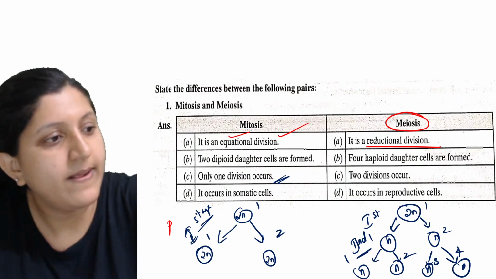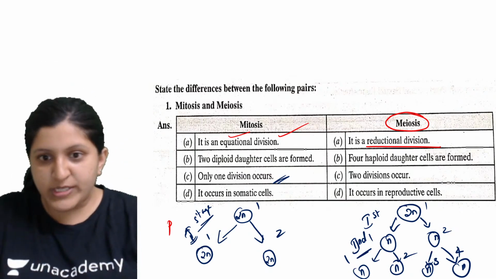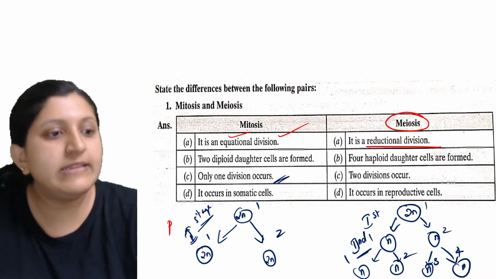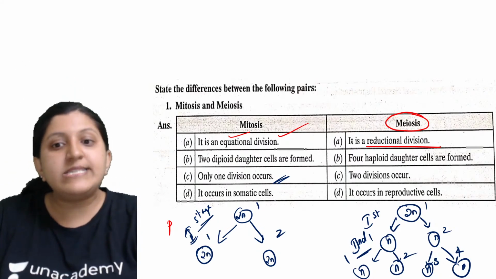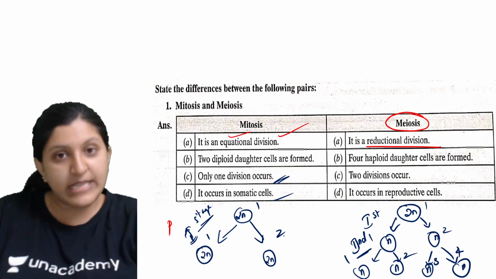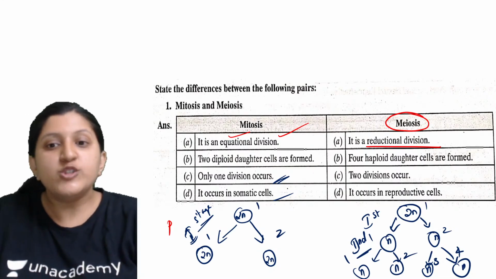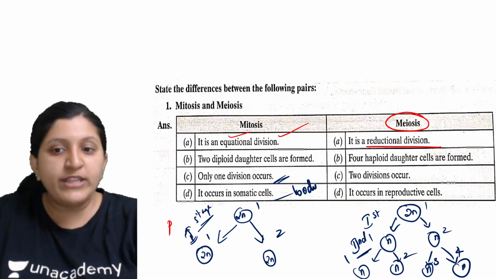Yeah, all right, so you can find it in 2 stages. Now here in this case, only one division is there. So now this occurs in a body cell. So what is that? Somatic cell. So somatic cell is all the body cell.